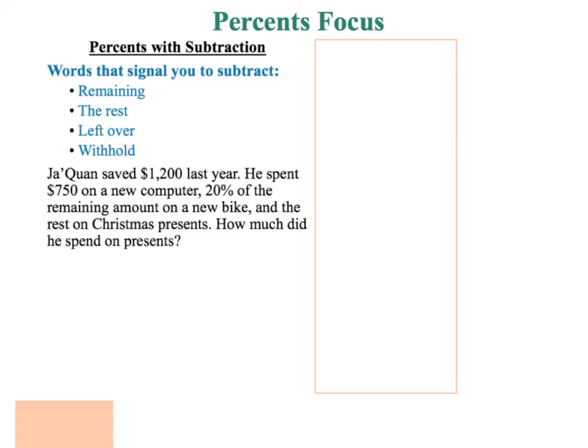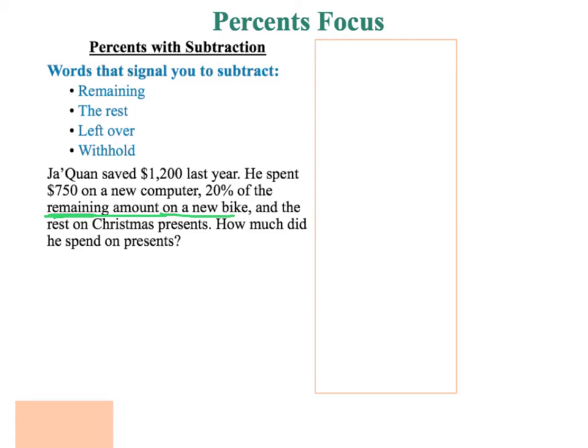Jaquan saved $1,200 last year. He spent $750 on a new computer, 20% of the remaining amount on a new bike, and the rest on Christmas presents. How much did he spend on presents? See a few key things. It says 20% of the remaining amount was on a new bike.